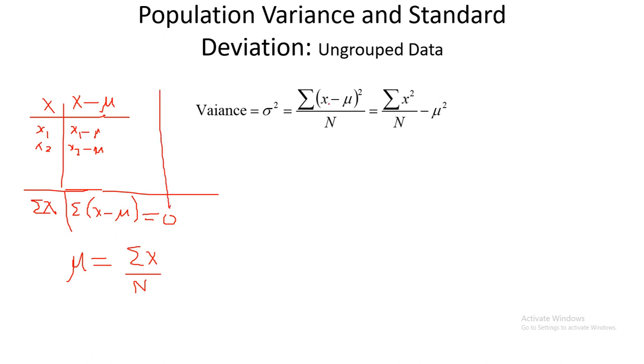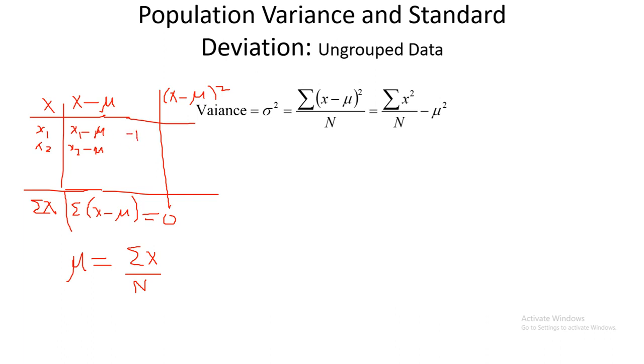But here you see we are taking the squares. If you take the square, x minus mu whole square, now all will be positive. Why is this sum always 0? Because some values are smaller than mu and some values are bigger than mu.